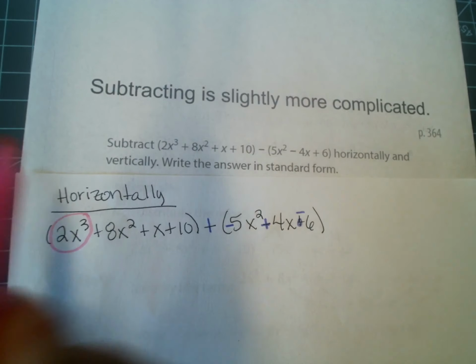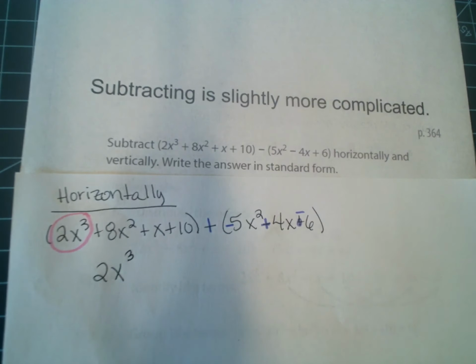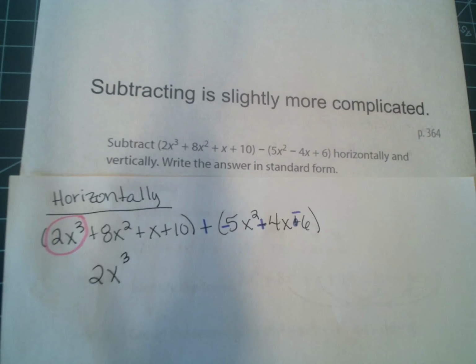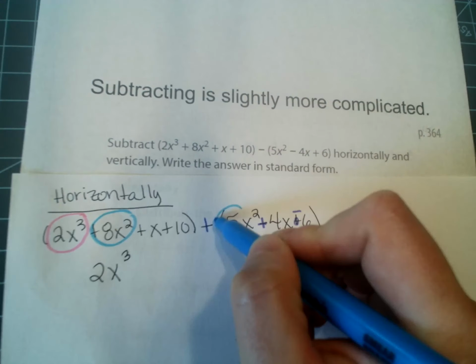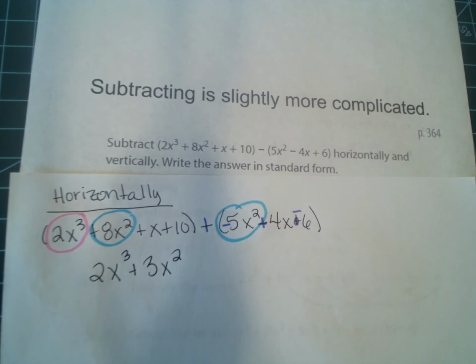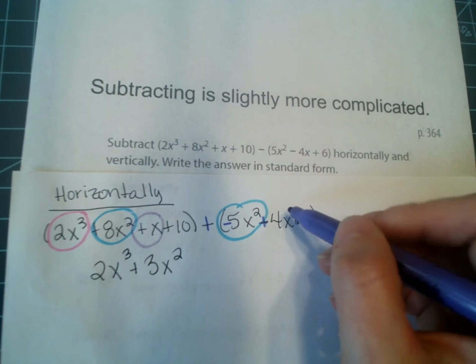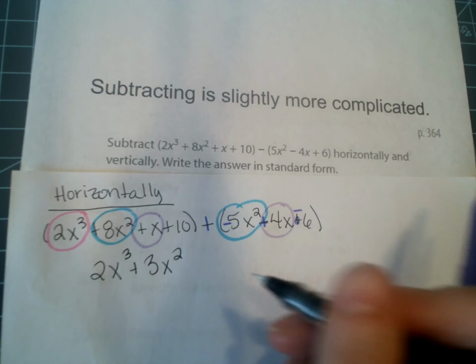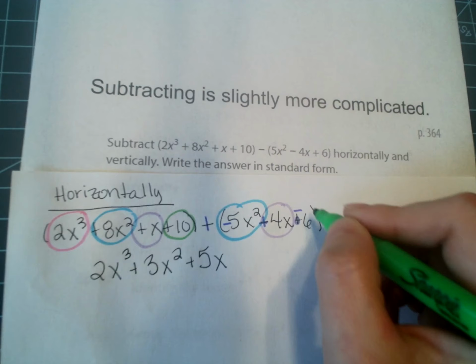Then I have 8x squared plus my now negative 5x squared. That's going to leave me plus 3x squared. Then we've got plus x, positive x, plus 4x. Leaves me with 5x. And finally, my constant terms. I've got 10 plus negative 6 leaves me a positive 4. So that is the method for doing this subtraction horizontally.